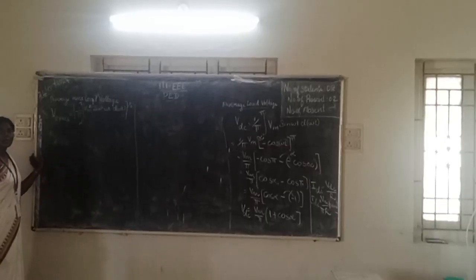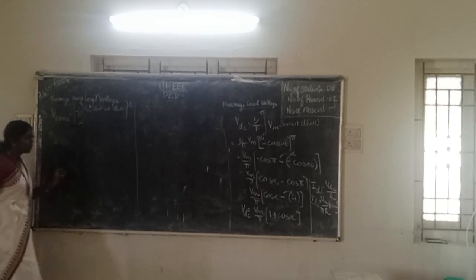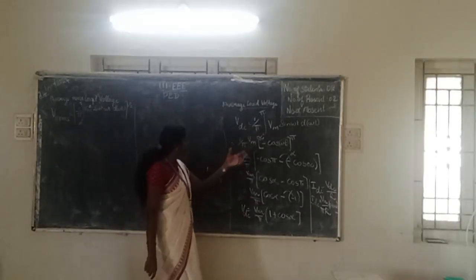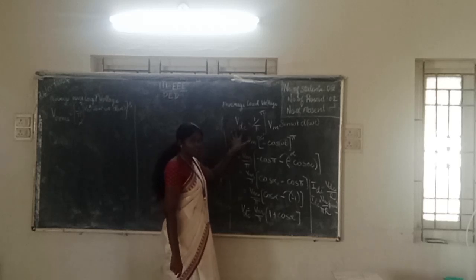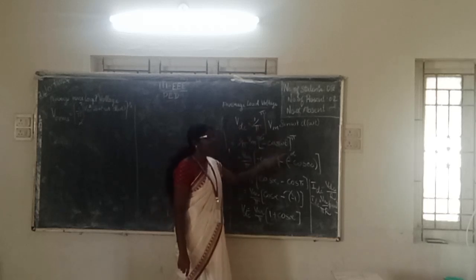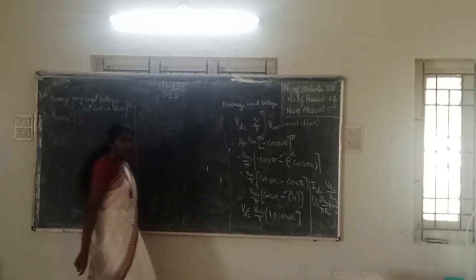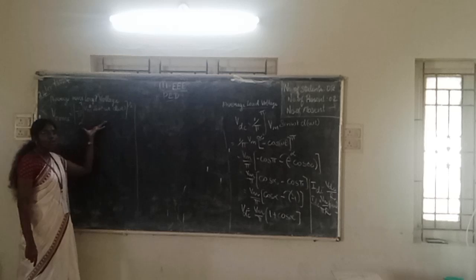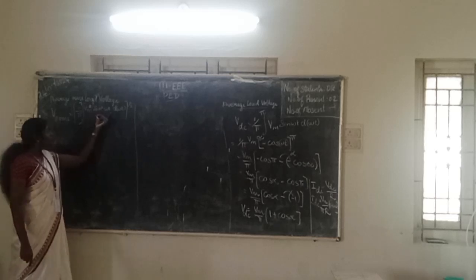So RMS load voltage means we have to take the root mean square of the voltage. What voltage have we found out? Vm by pi into 1 plus cos alpha. So I can say that we have to start from VDC. Okay. So VDC is equal to 1 by pi integral of alpha to pi Vm sin omega t d omega t. Right. So the next, what are we going to do? We have to take the root of the entire thing squared.